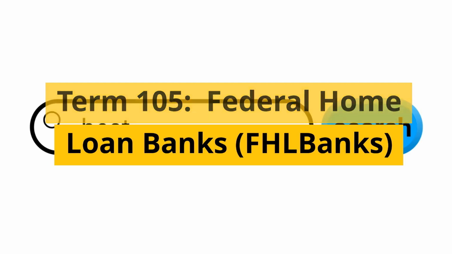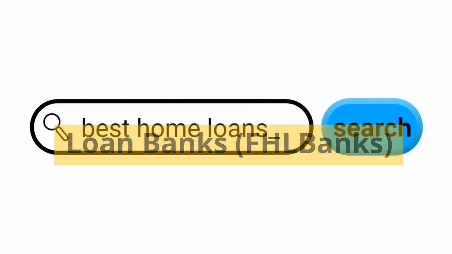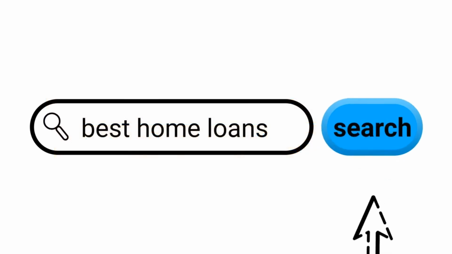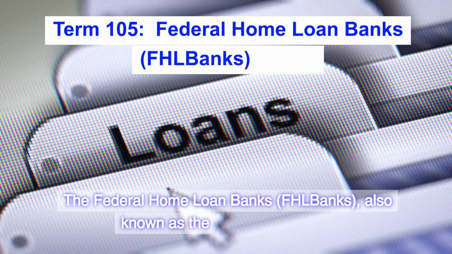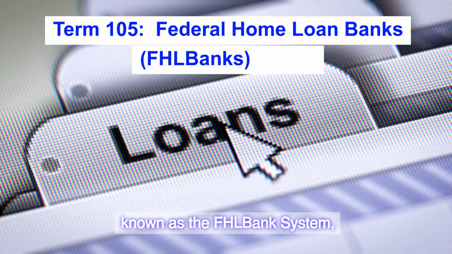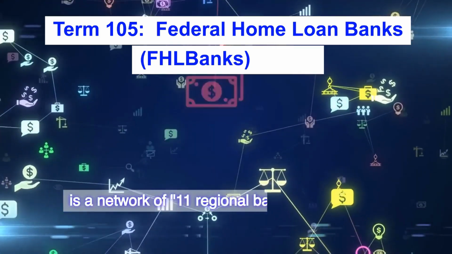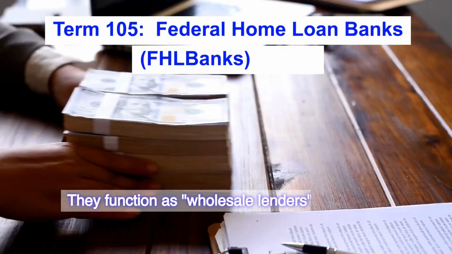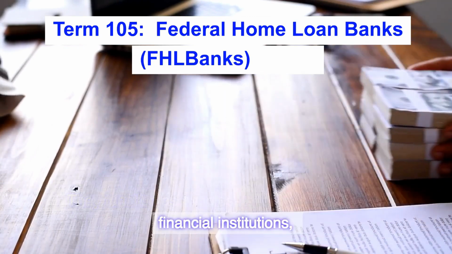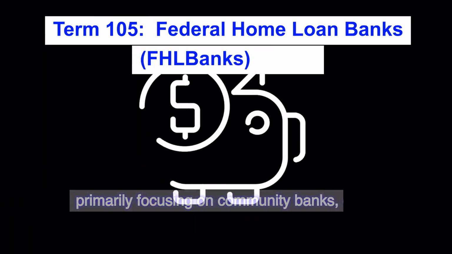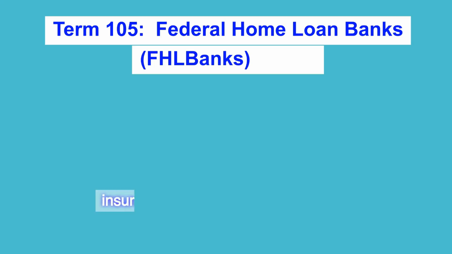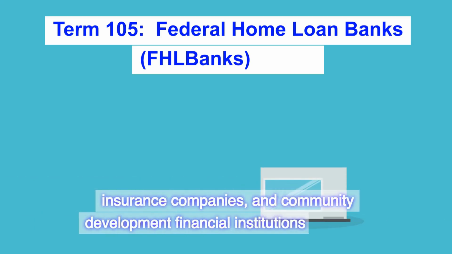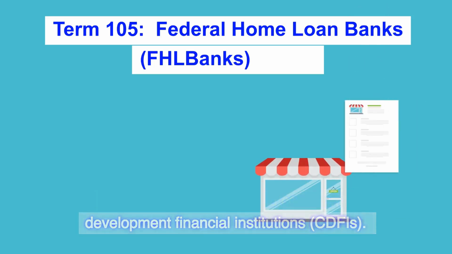Term 105, Federal Home Loan Banks, FHL banks. The Federal Home Loan Banks, FHL banks, also known as the FHL bank system, is a network of 11 regional banks, chartered by the U.S. Congress. They function as wholesale lenders to member financial institutions, primarily focusing on community banks, credit unions, insurance companies, and community development financial institutions, CDFIs.